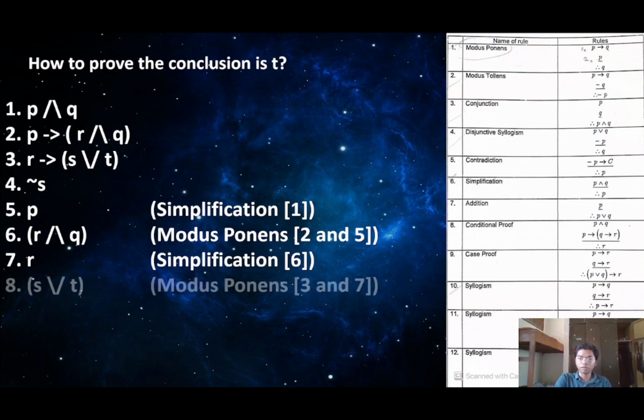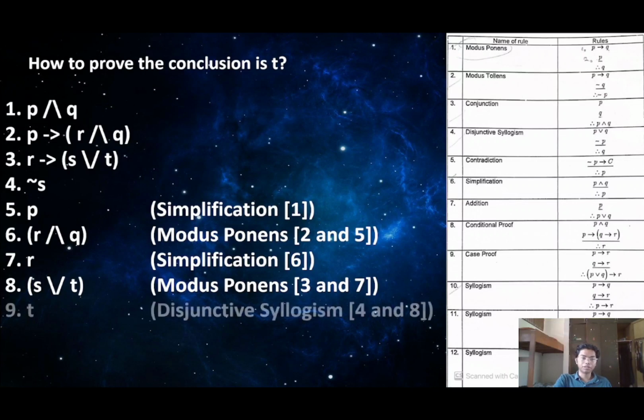Next, we also use modus ponens for 3 and 7. For 3 and 7, if R then S or T, and also R, using modus ponens we could get S or T, which is just like the previous one where we used hypotheses 2 and 5, but now we use 3 and 7. Okay, and finally, yes, we can get T, the conclusion.